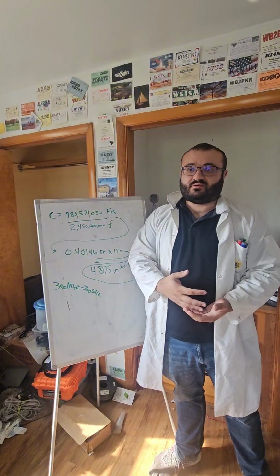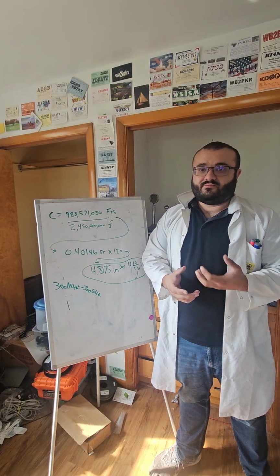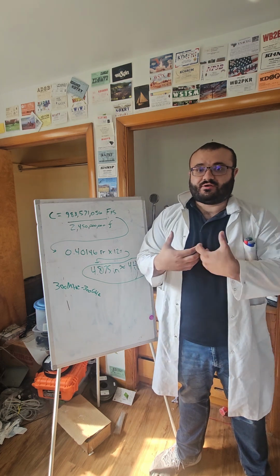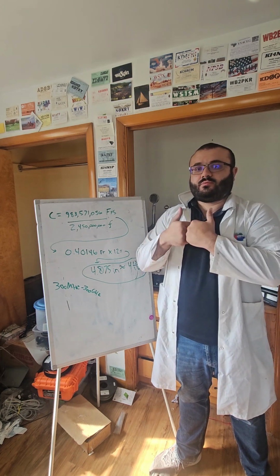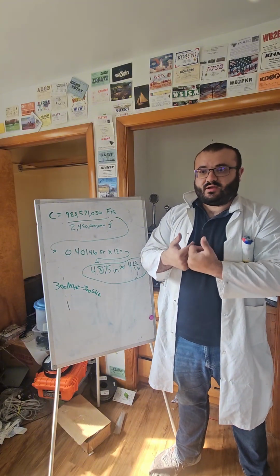But that's important because you have to have the waveguide at least half wave of what you are using to channel your radio waves or your microwaves. It has to be at least half a wavelength.